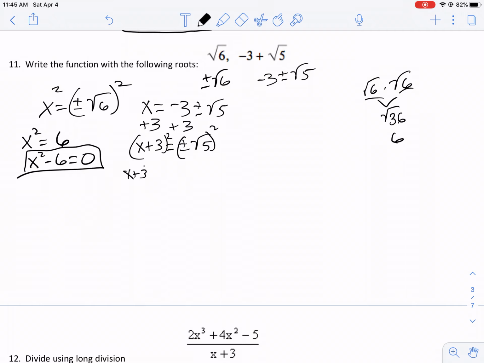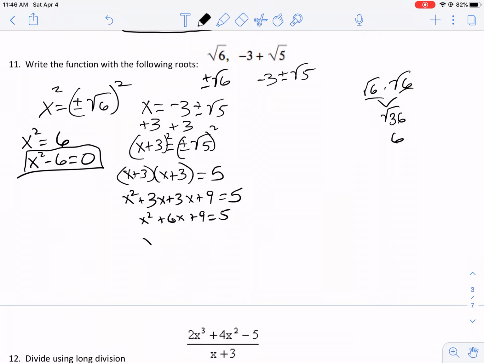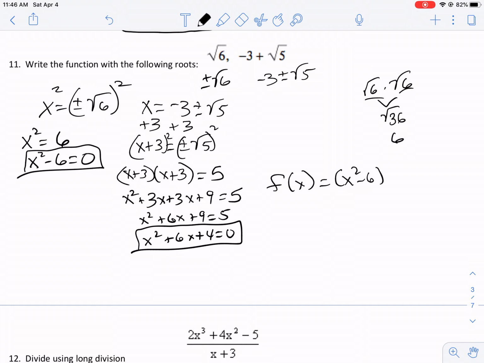So x plus 3, I'm going to have to double distribute. I write it out twice. Square root of 5 times another square root of 5 is just 5. Double distribute. Combine terms. Subtract your 5. And now this piece is ready, so our function was the x squared minus 6 in parentheses, the x squared plus 6x plus 4 in parentheses.